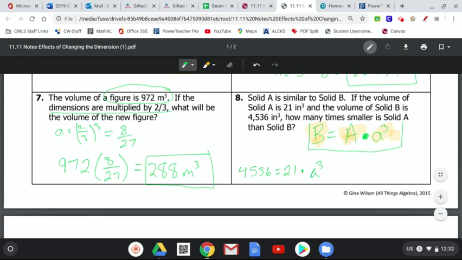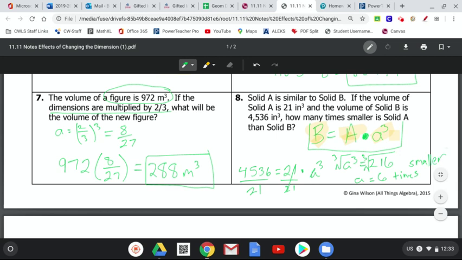So then all we have to do is divide that by 21. Cancels, divide that by 21. So when we do that, we get our A cubed value to equal 216. Now, they're asking how many times smaller. They're not asking how many times smaller is the volume. If they were, we'd be done, but they're not. So what we have to do is take the cubed root of that, and when we do that, that's going to give us our A value here is 6, so it's going to be 6 times smaller.